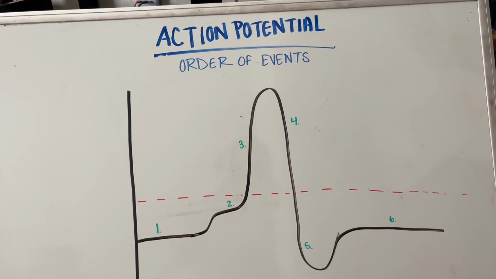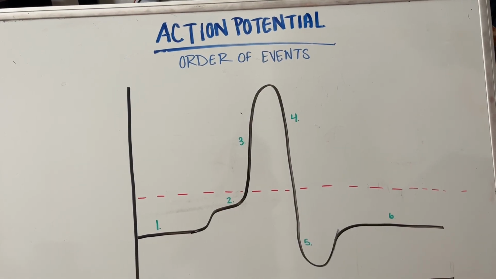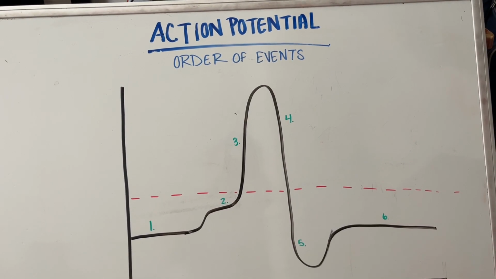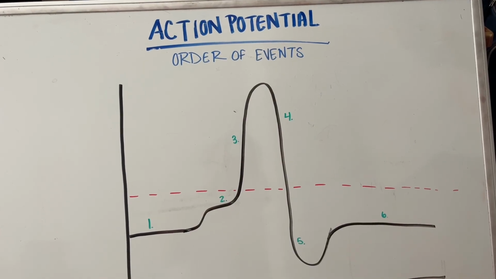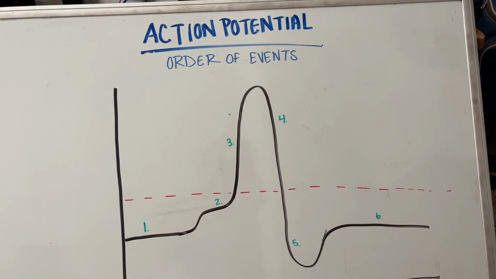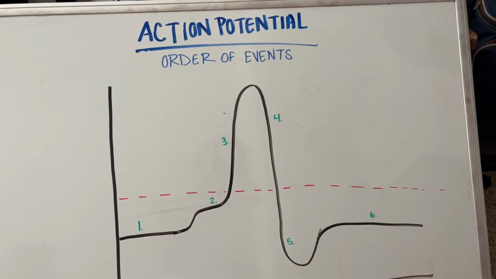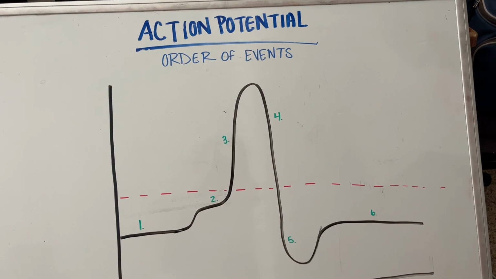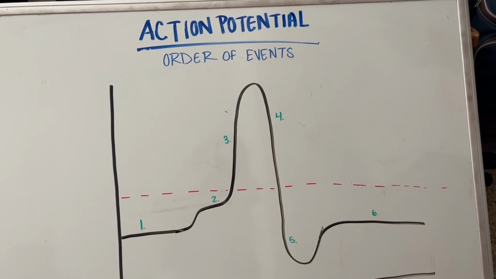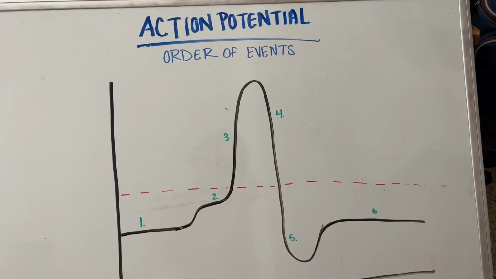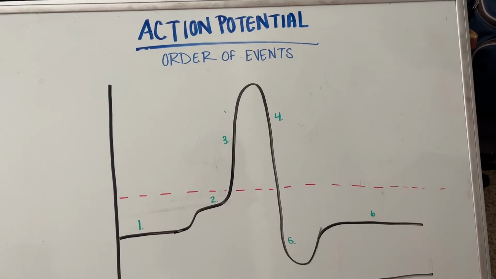The next is the falling phase, or phase 4, which is the repolarization. At the peak of the action potential, two key events contribute to the repolarization. First is the inactivation of the voltage-gated sodium channels. The inactivation gates of the voltage-gated sodium channels close, blocking further sodium coming into the cell. This inactivation is time-dependent and occurs with a slight delay after the activation gates open.